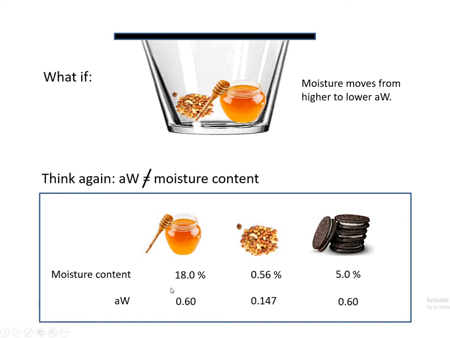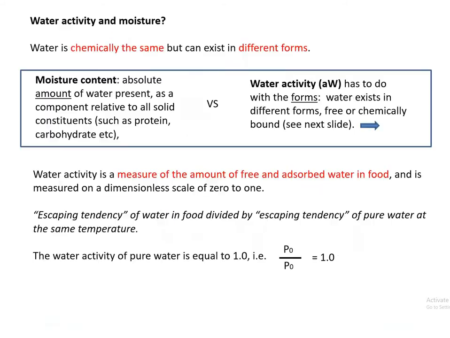You're not shocked? Even though the moisture content of honey is much higher than the cookies. So do not just think that moisture and AW are the same. Something is going on with honey that makes it, even though the moisture is high, able to retain the same AW as the cookies. Cookie is very low moisture, but AW is high. Something so special about honey. Of course, you're not going to learn it here, you're going to learn it in the future.